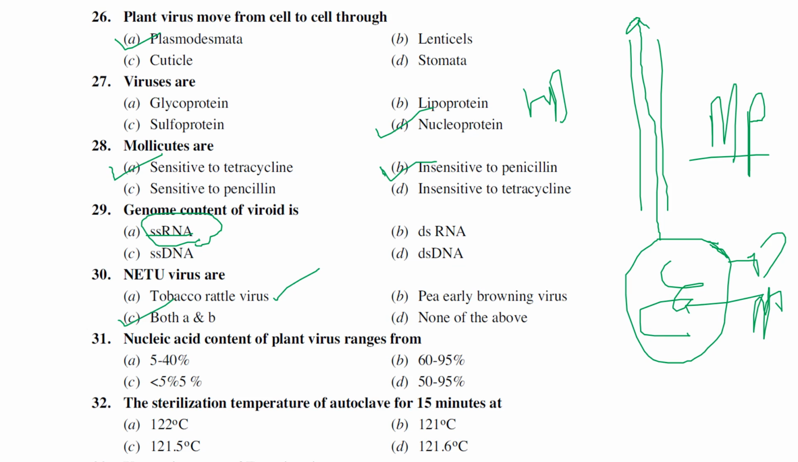The next one, nucleic acid content of plant viruses. Generally, all plant viruses contain 5 to 40% of nucleic acid and 60 to 95% of protein coat. But there is an exemption called TMV. TMV contains 5% of nucleic acid and 95% of protein coat. I repeat, all plant viruses contain 5 to 40% of nucleic acid and 60 to 95% of protein coat. But there is an exemption called TMV, tobacco mosaic virus, which contains 5% nucleic acid and 95% protein coat.